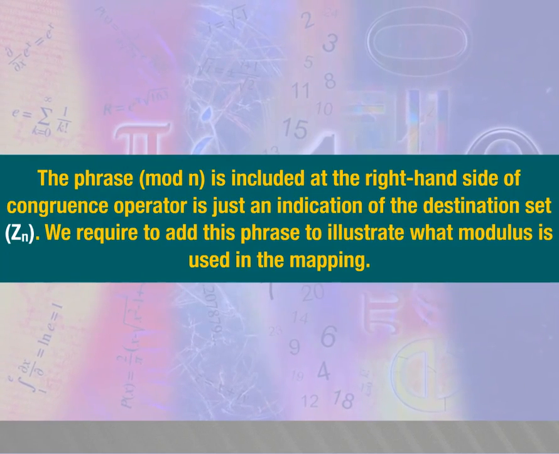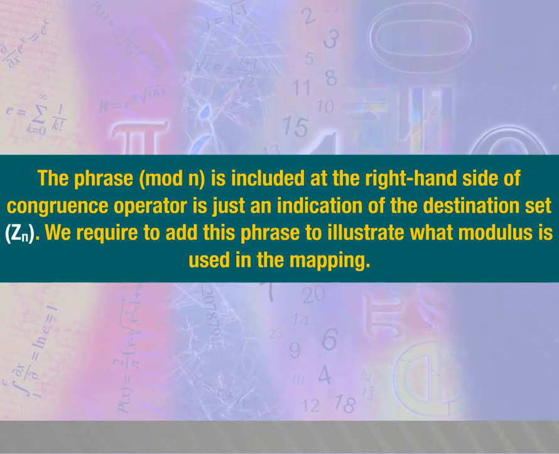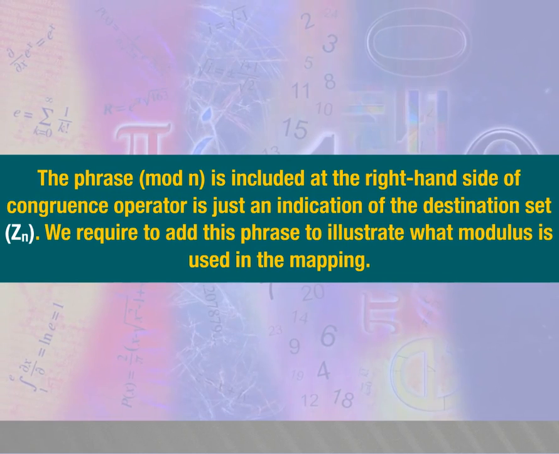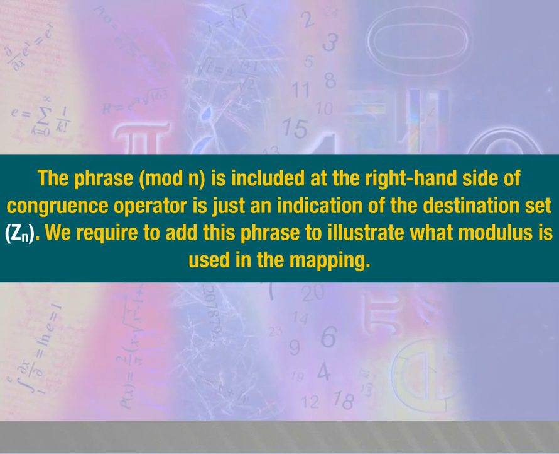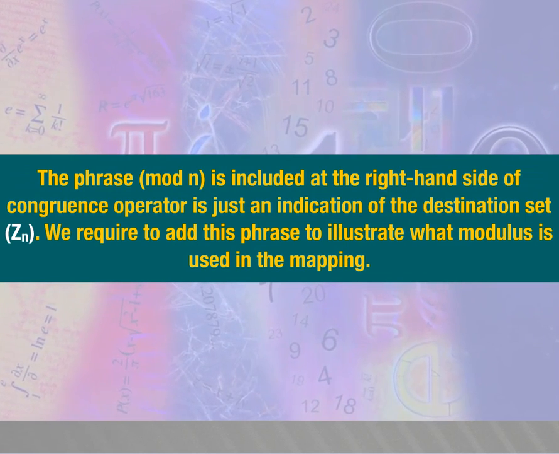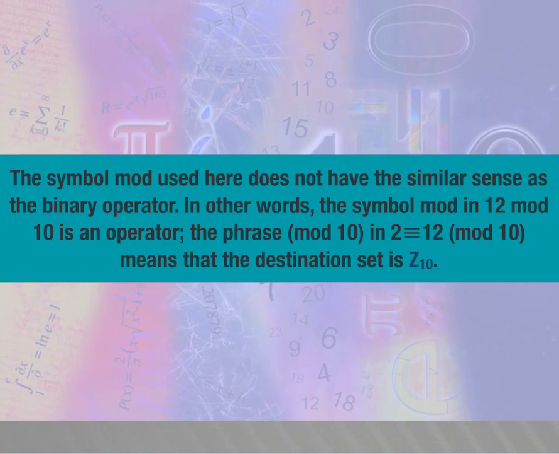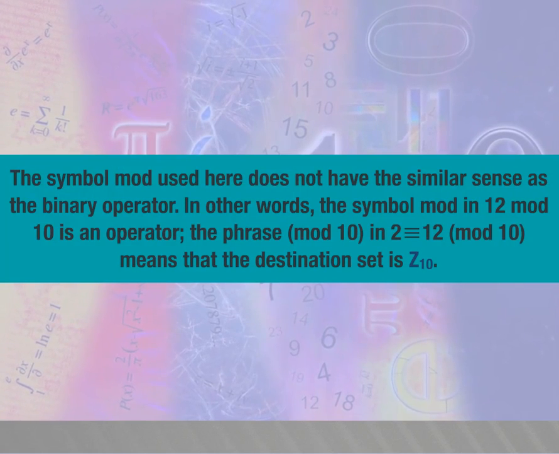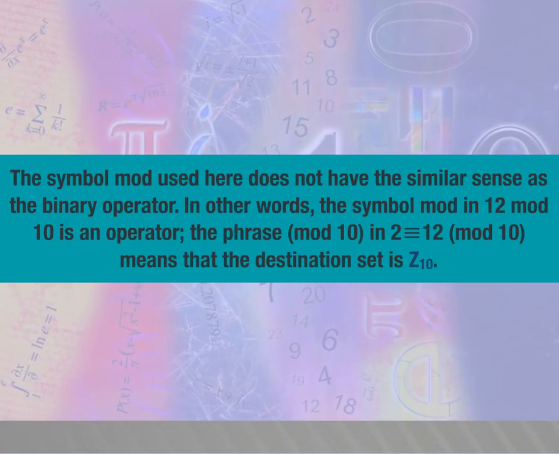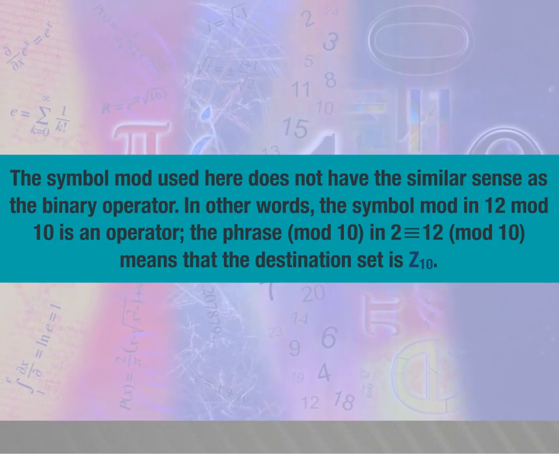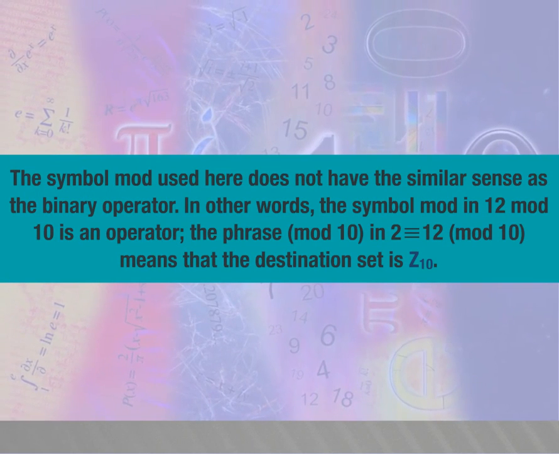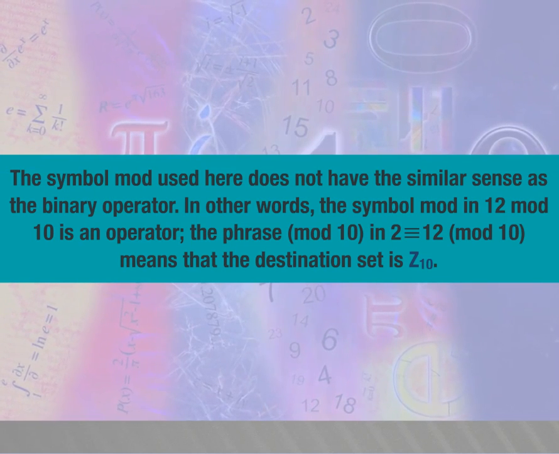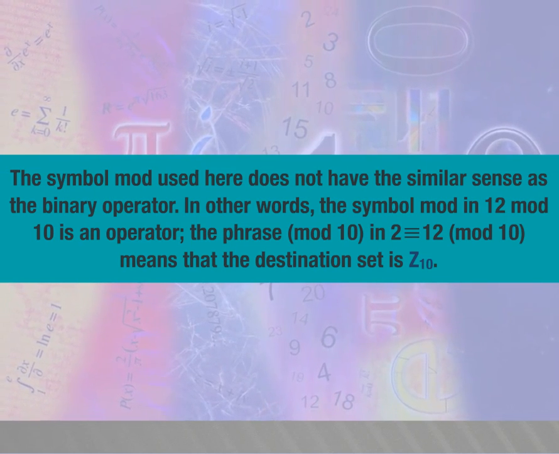The phrase mod n included at the right-hand side of the congruence operator is just an indication of the destination set Zn. We require this phrase to illustrate what modulus is used in the mapping. The symbol mod used here does not have the same sense as the binary operator. In other words, the symbol mod in 12 mod 10 is an operator. The phrase mod 10 in 2 is congruent to 12 mod 10 means that the destination set is Z10.